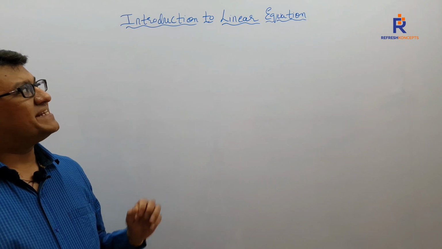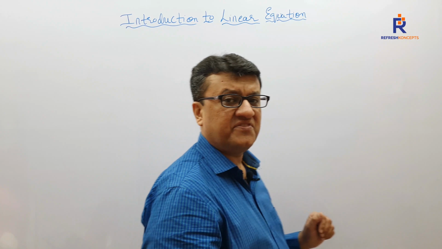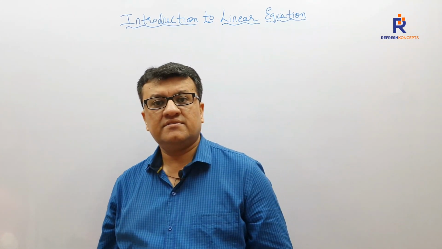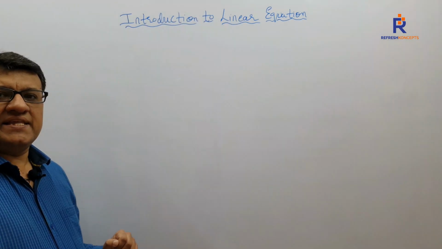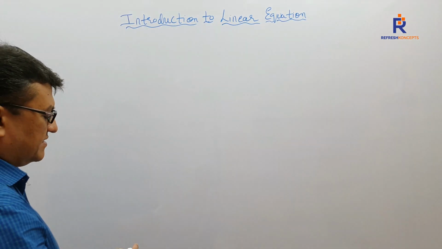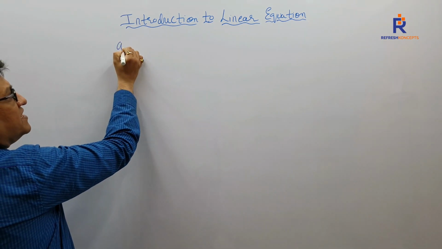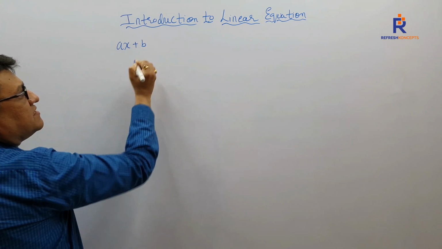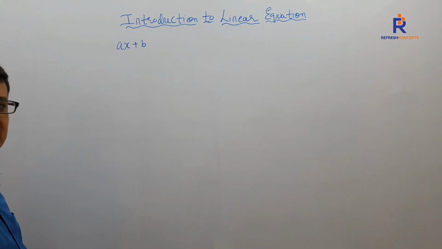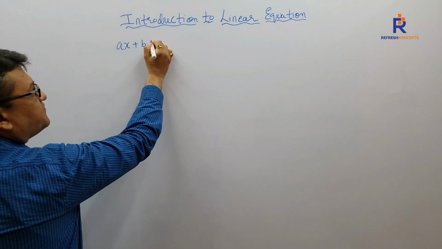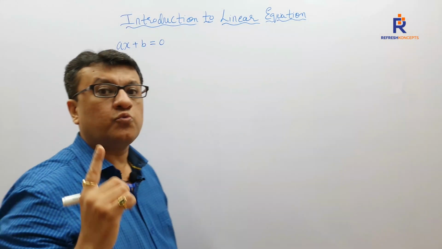Now, children, what exactly is a linear equation? Any idea if anybody can give me the definition of that, or any general formula or something of that nature? No? Okay. We say that a linear equation is nothing but any expression in the form of ax plus b, which is termed as a linear expression. If I equate it with 0, then certainly it is going to be an equation. So ax plus b equals 0 is termed as a linear equation in one variable.